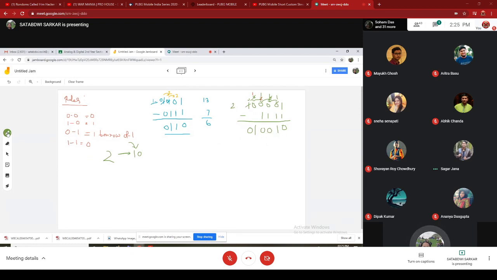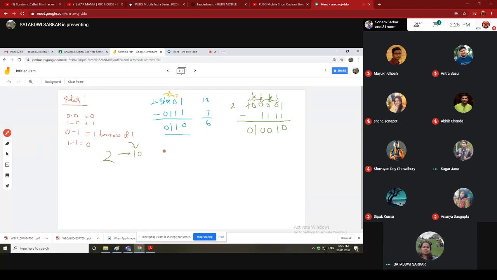Now I am giving another example. Suppose 1 0 1 0.010 minus 111.111. This is a fractional value. So now let us see.